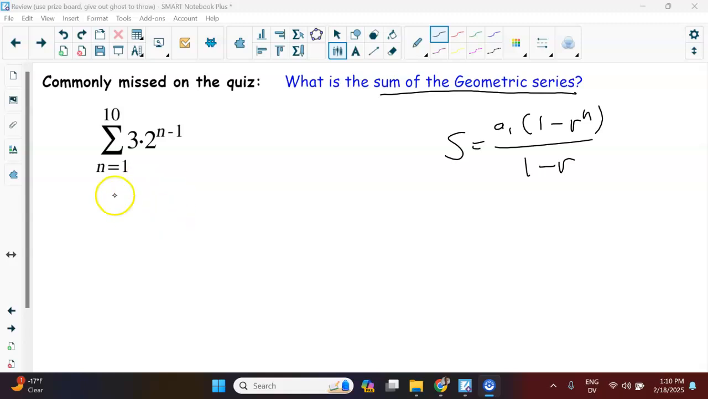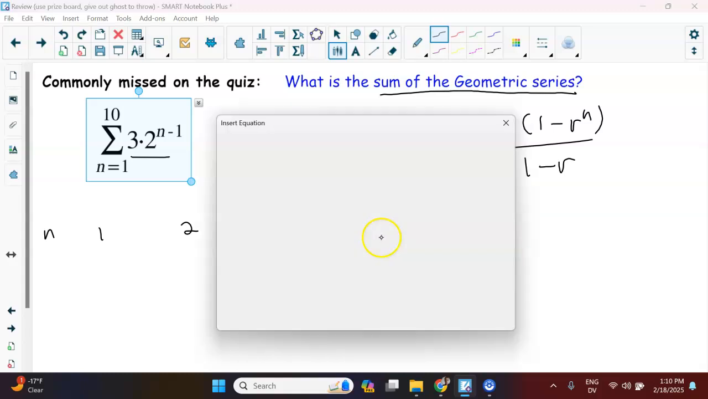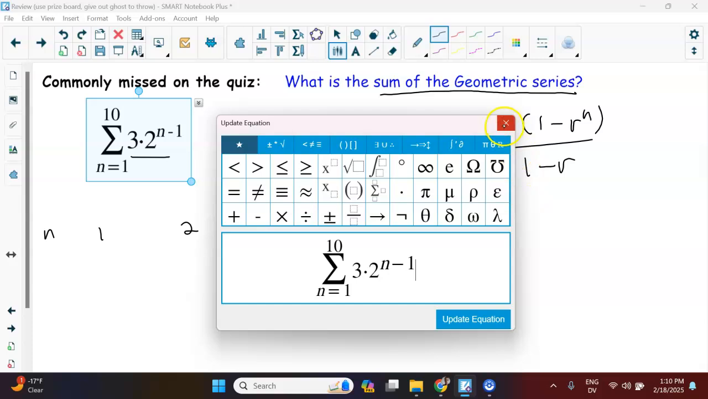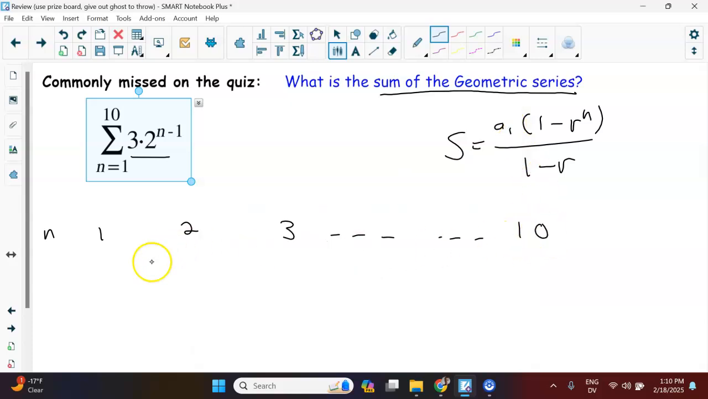Okay, so you don't actually need to list them all out, but what I really find will help here is that what this E is really saying is you are summing spots 1 to 10 for this formula. So I'm going to list it as we do in a table normally, where n goes from 1 up to 10.